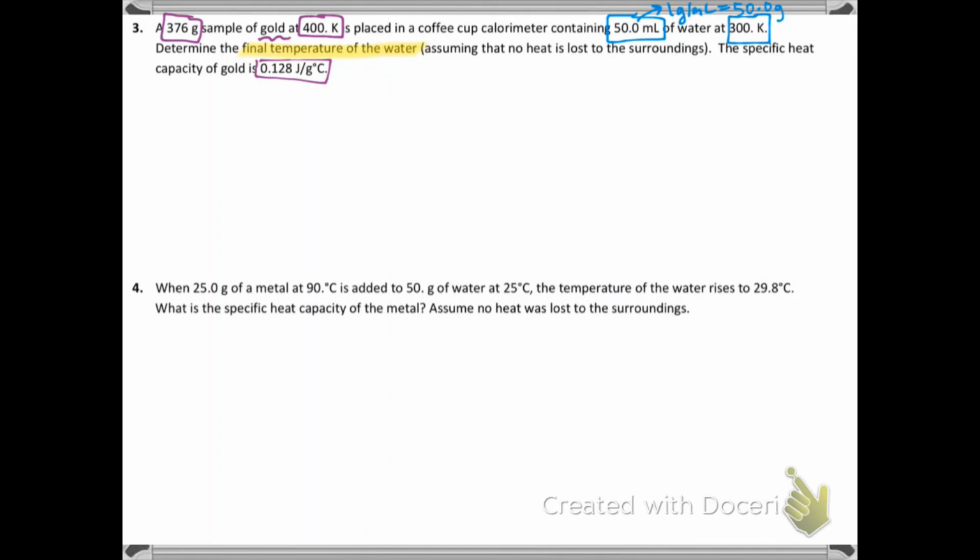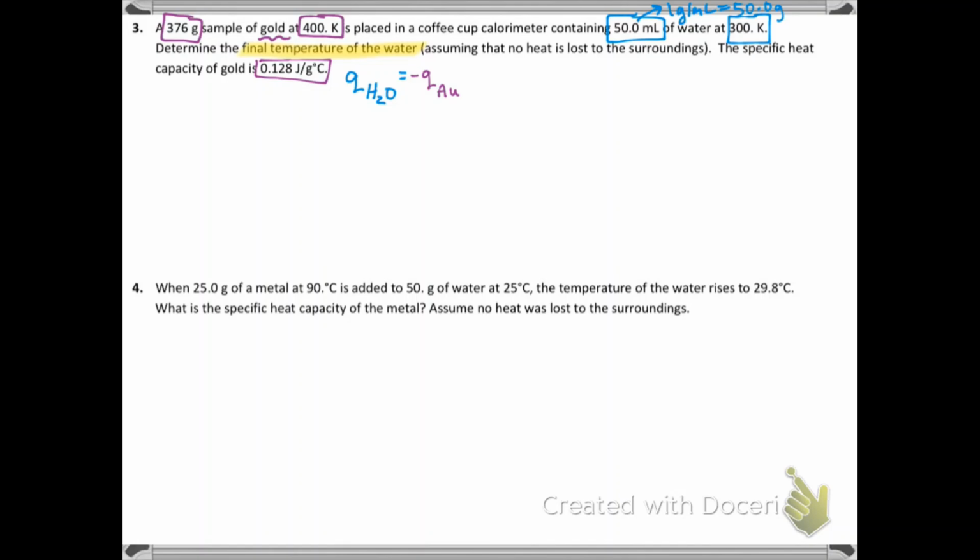So now we have, once again, the classic, where we're going to set up Q of water is equal to negative Q of our metal. And gold, by the way, is Au. So we're looking at Q of H2O is equal to negative Q of Au. So now we can just go ahead and plug in the given numbers.